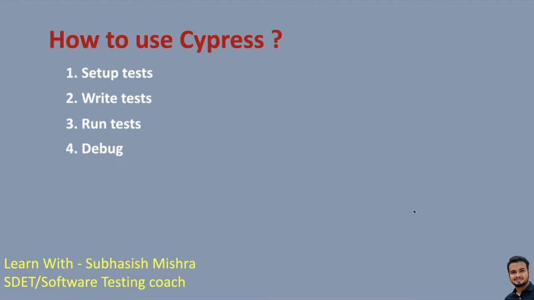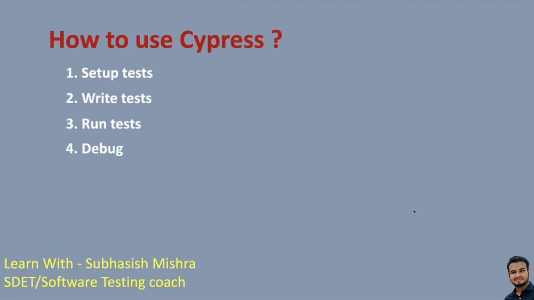Then the second step is write test. So we'll select one editor like Visual Studio where we will start writing our actual code. There are a lot of Cypress inbuilt commands you can use to write your test. It is easy to read and understand. We'll see that when we will write our actual code, right?